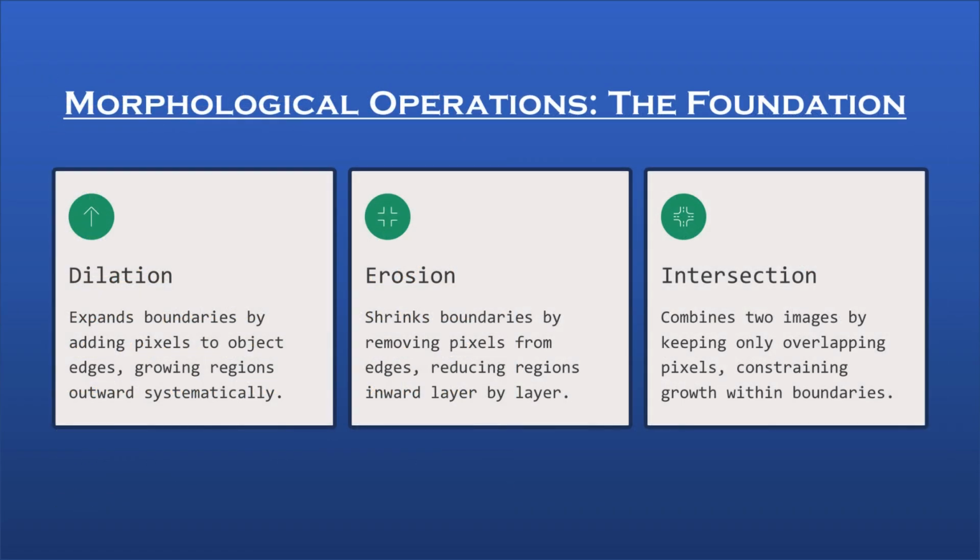To understand that grow and constrain idea, we need to know three basic morphological operations. These are the building blocks of our algorithm. First, dilation. You can think of this as expanding or growing an object. It adds pixels to the object's boundaries. Next, erosion. This is the exact opposite. It shrinks an object by stripping pixels away from its edges. And finally, intersection. This is a logical operation. It looks at two images and creates a new image containing only the pixels that overlap in both. For our hole filling task, we will primarily use dilation to grow the seed and intersection to constrain it.